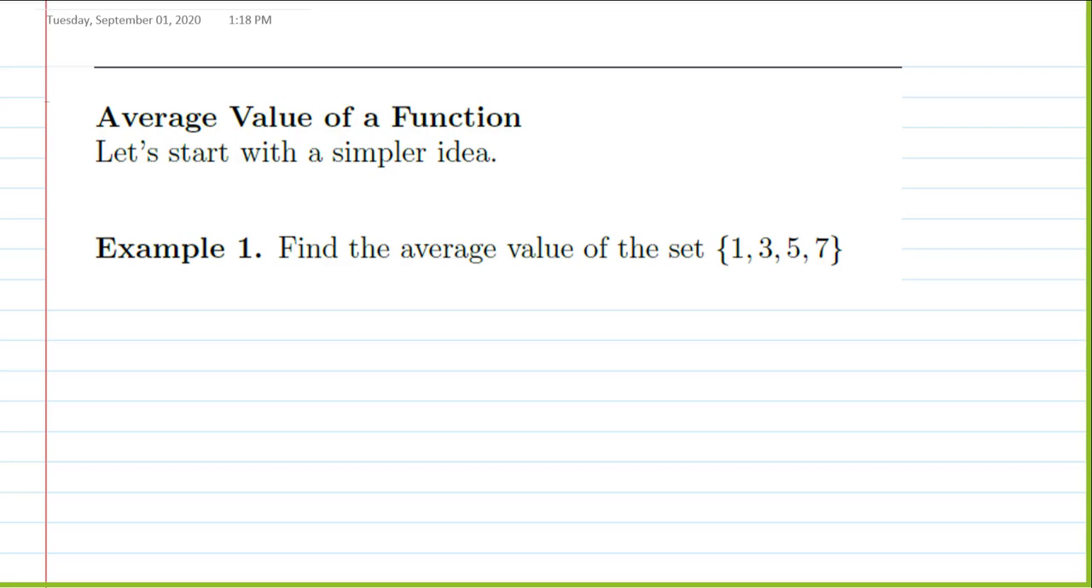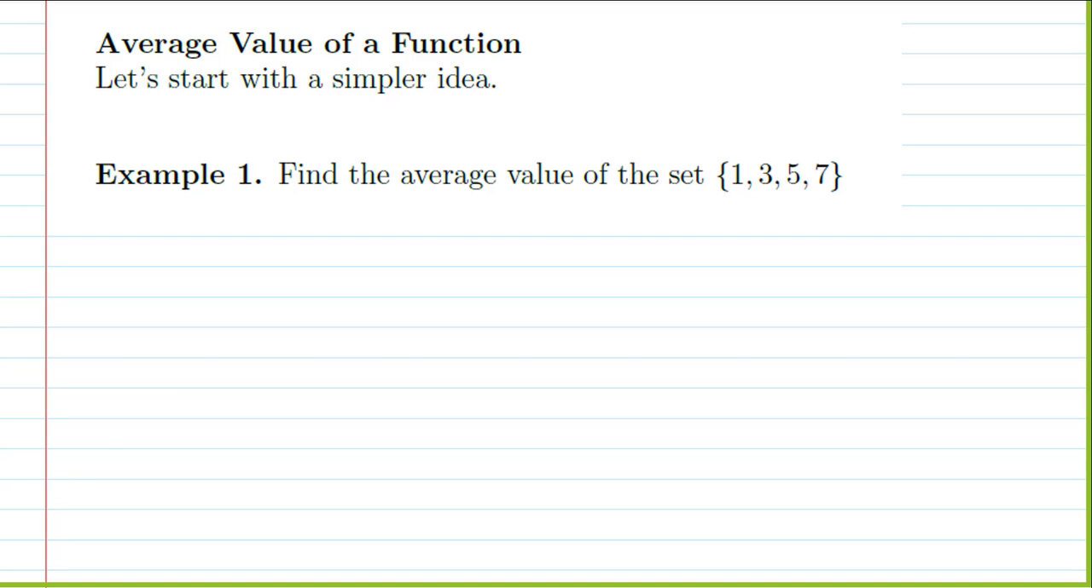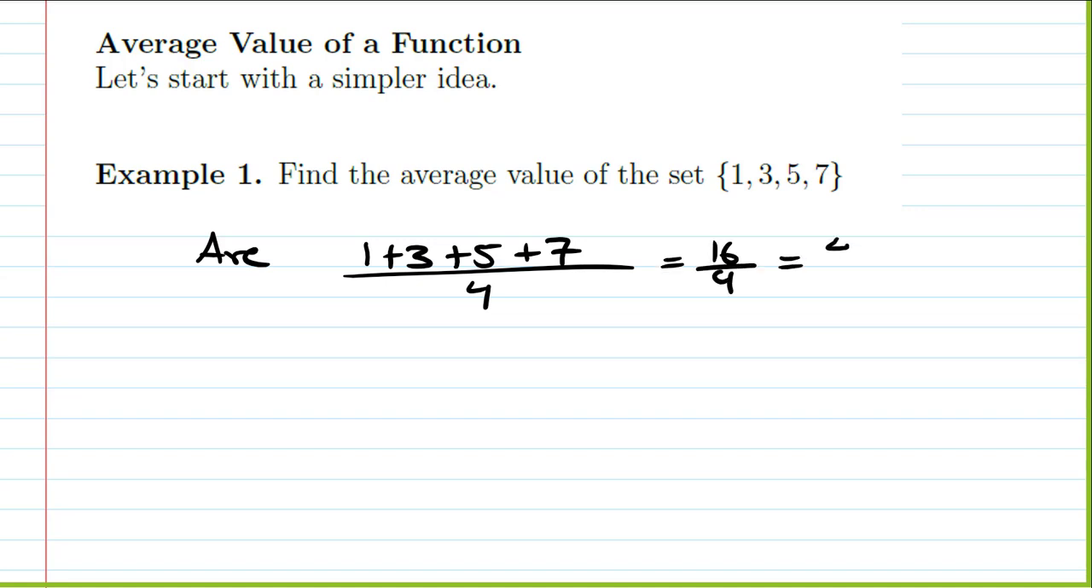If we just wanted to find the average of the set of values 1, 3, 5, and 7, what would we do? Well, the idea of an average is we add up all of the values in the set, and then we divide by the size of the set, right? So our average in this case would be 1 plus 3 plus 5 plus 7 divided by 4, which would give us 16 over 4, which is equal to 4.